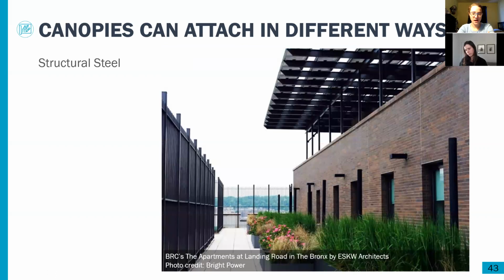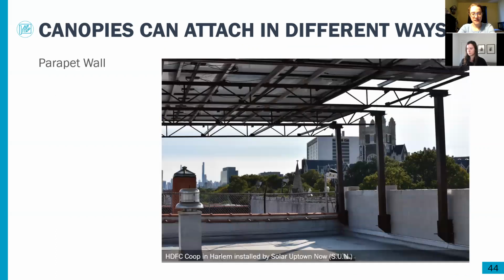And then the other option would be structural steel. This is in the context where you'd want it to look nicer, and have availability for people to walk and hang out underneath it. It tends to be more expensive, but has that extra benefit. And another option in the structural steel category is attaching the canopy racking to the parapet wall itself.